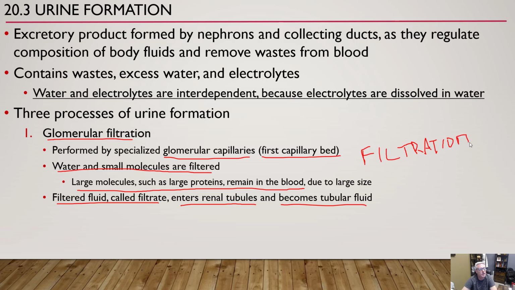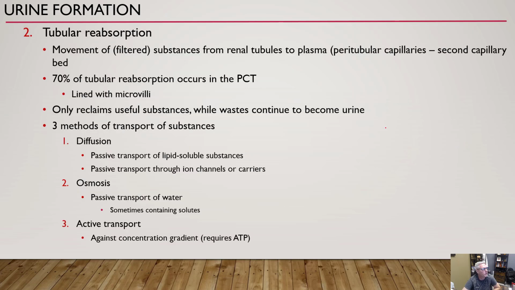Filtration, I can't spell. So filtration, this is the only place where we can use the term filtration, is in the glomerulus. Now, in the different portions of the renal tubule, so in the proximal convoluted tubule, in the loop of Henle, and the distal convoluted tubule, we can have this thing called reabsorption.